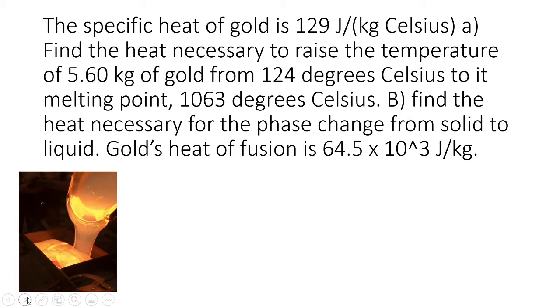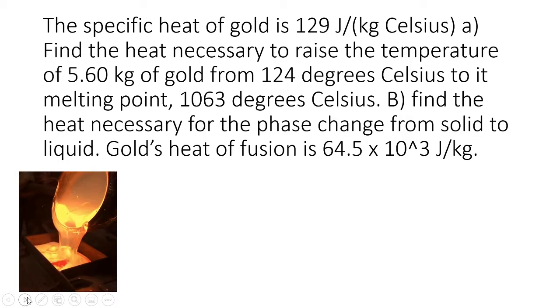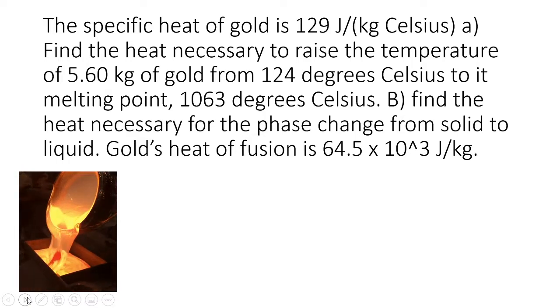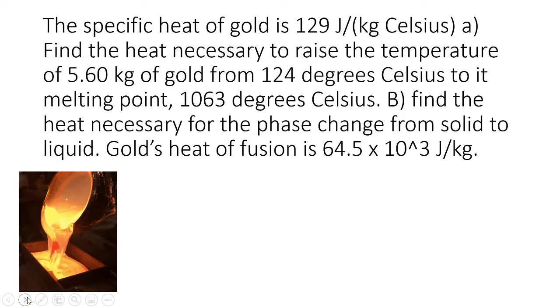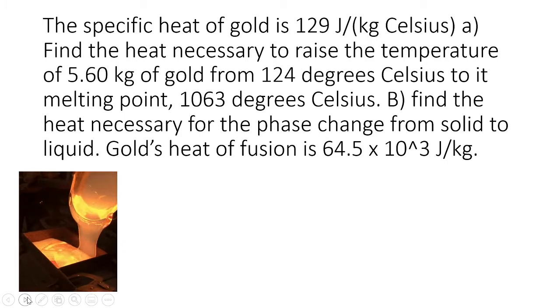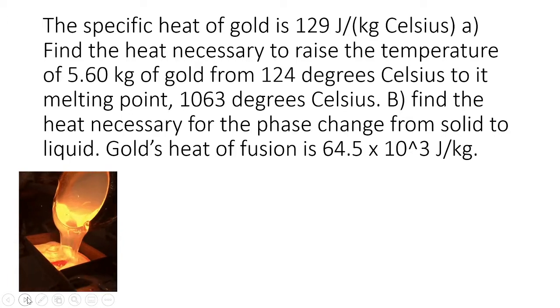So the problem here states the specific heat of gold is 129 joules per kilogram Celsius. Find the heat necessary to raise the temperature of 5.6 kilograms of gold from 124 degrees Celsius to its melting point of 1063 degrees Celsius. Find the heat necessary for the phase change from the solid to liquid. Gold's heat of fusion is 64.5 times 10 to the third kilojoules per kilogram.